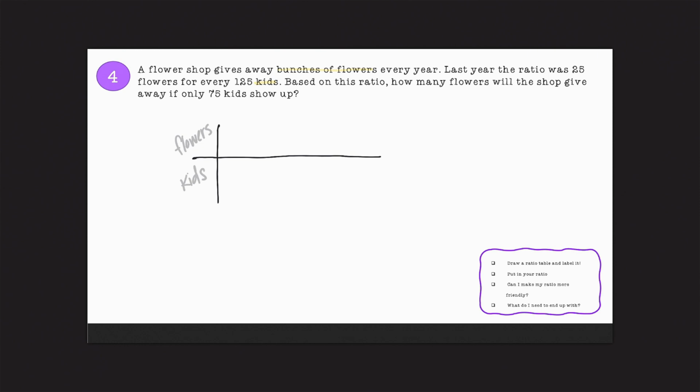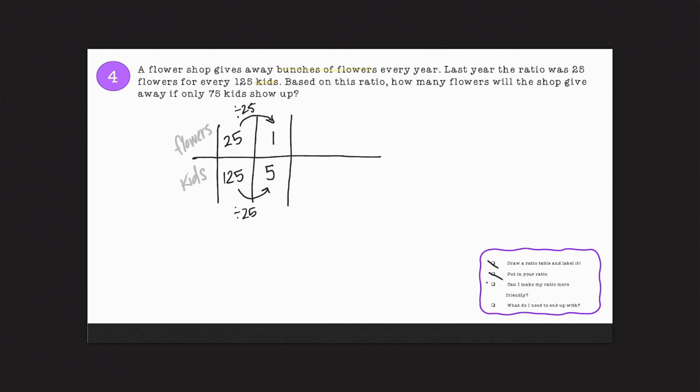Okay, and then I'm going to go ahead and put in the first ratio that I see. It said last year it was 25 flowers for every 125 kids. So now I'm going to make a friendly ratio. I know that 25 goes into 25, pretty easy. And then I know that 25 can also go into 125. I like to think about 25 as a quarter, like a coin, 25 cents. So 25 divided by 25 is 1. 125 divided by 25 is 5.